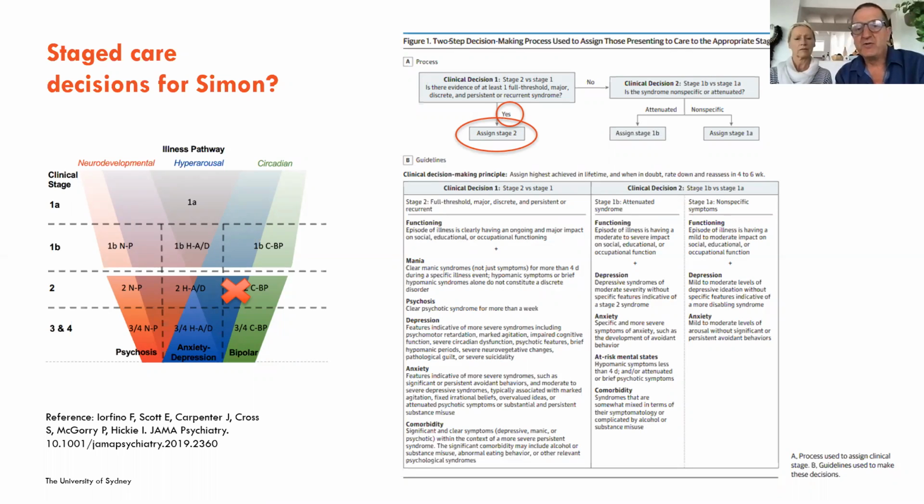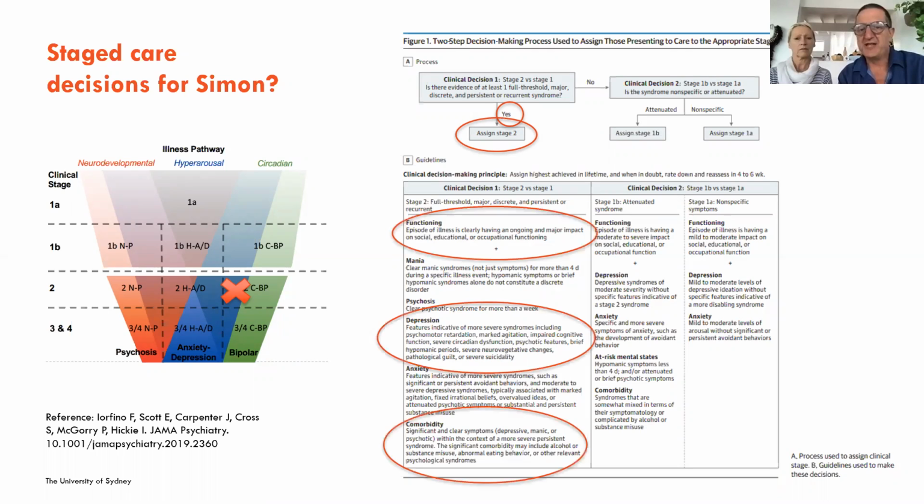So we would assign him to stage 2 on the severity of his depressive syndrome, particularly that related to his psychomotor change, in addition to the impact on his functioning and the degree of comorbidity that he currently presents.